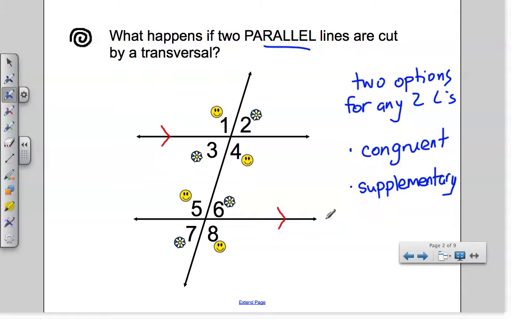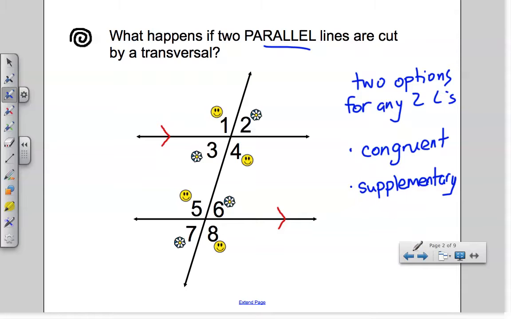So we could do something. I could pick any two numbers, 1 through 8. I could pick 1 and 6, and I say congruent or supplementary. 1 and 6. Well, one's a smile face, one's a flower. This is obtuse, this is acute. I know they're supplementary, they add to 180. I pick two numbers, 2 and 7. Look at that. They're both flowers. They're also alternate exterior angles, therefore they are congruent. Right? They're both acute, they're both marked with the flowers, they're congruent.